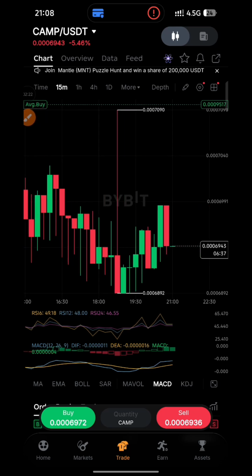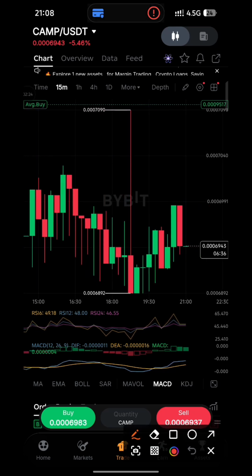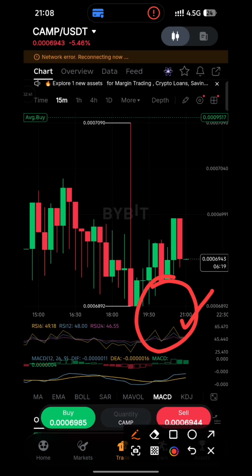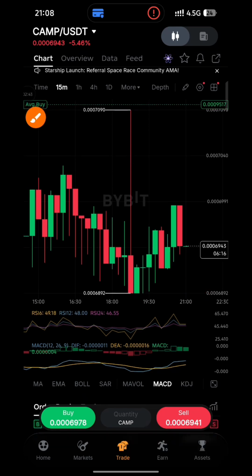Okay, let's look at here. Looking at the RSI, what we're looking for is a neutral movement. You can see right here, it's already taking a neutral movement. So we can buy here and wait for it to increase for us to sell. So we can buy low with this as well.